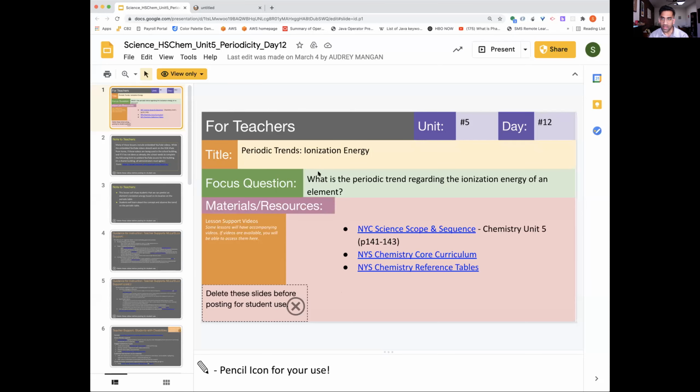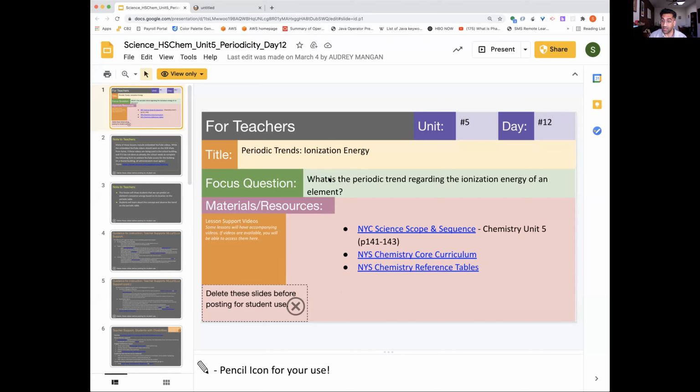This particular lesson is about ionization energy, and we want to figure out the periodic trend. I'm going to be very slow and deliberate. This might be a slightly longer lesson, all right? But you can use this lesson not only for day 12 of unit 5 on periodicity, you can use it for previous days and subsequent days.